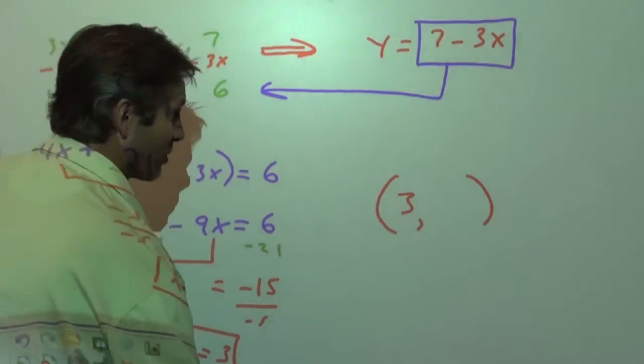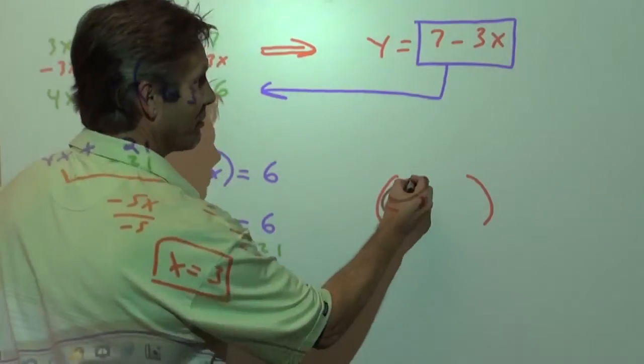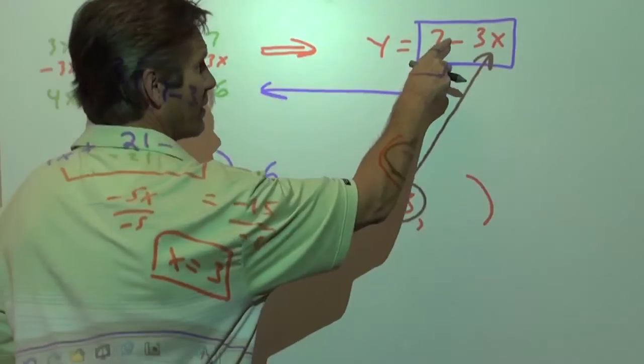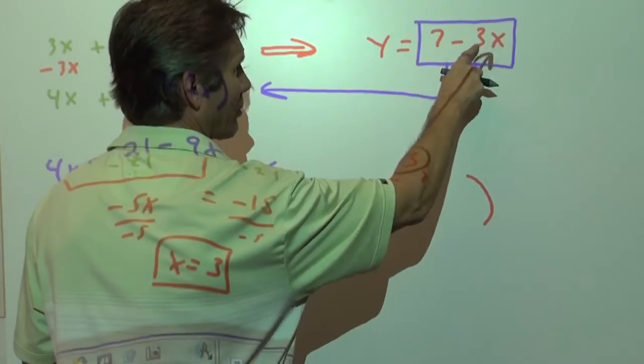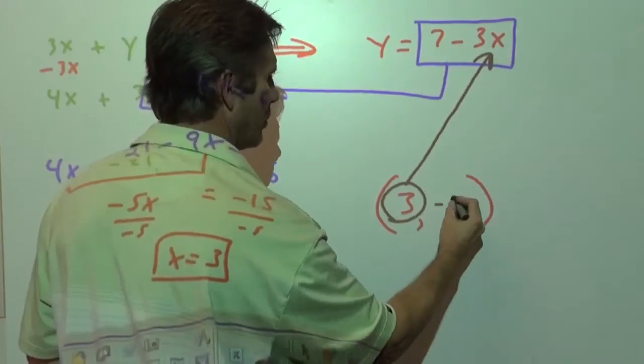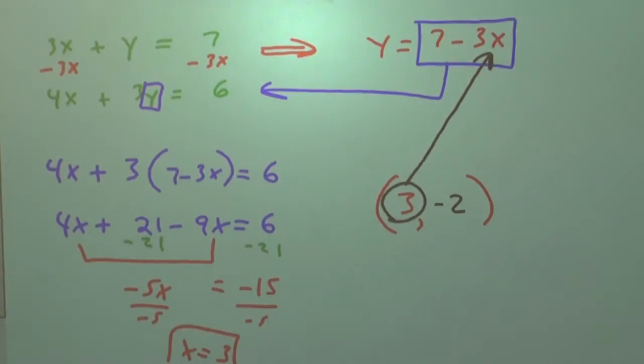Once we know that x is 3, we can now take this information, put it back up here, and we can know that y will be 7 minus 3 times 3. Well, 3 times 3 is 9, so 7 minus that 9 is going to be negative 2. There's our ordered pair solution to the system.